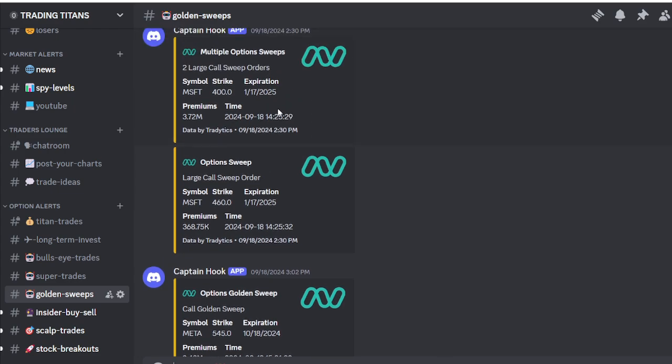But hopefully you guys get the idea of how this works. You just want to see some type of consistency in alerts when it comes to this. Simple as that. And usually golden sweeps are basically saying that a move is going to happen fast.